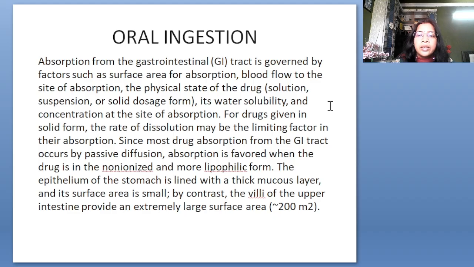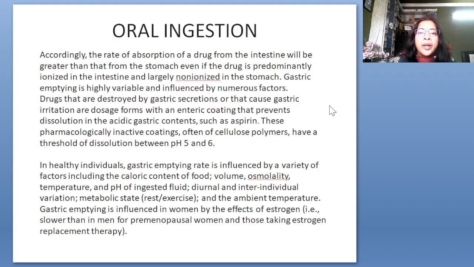Since most drug absorption from the GIT occurs by passive diffusion, absorption is favored when the drug is in the non-ionized and more lipophilic form. The epithelium of the stomach is lined with a thick mucus layer and its surface area is small. By contrast, the villi of the upper intestine provide an extremely large surface area, approximately 200 square meters. Accordingly, the rate of absorption of a drug from the intestine will be greater than that from the stomach. Gastric emptying is highly variable and influenced by numerous factors.